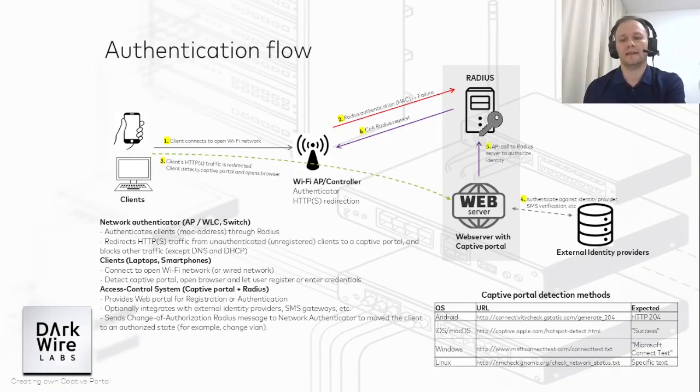So in any case, whether it was authentication or registration, eventually the web server will collect some information from the form, and then it will talk to the Radius server, and it will inform the Radius server that this client should be authorized now to have full network access. So the last step would be for the Radius server, and in most cases this is just one single system which combines a web server and a Radius server. That's called an access control system.